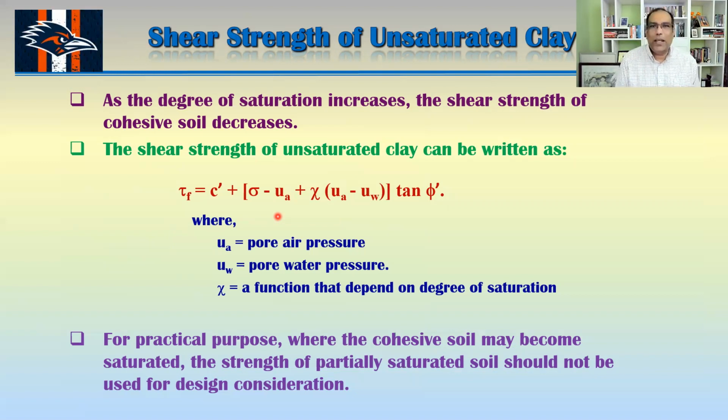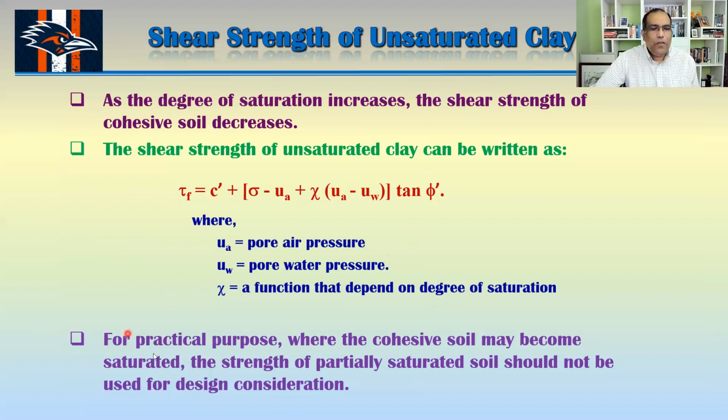Okay, so it increases the shear strength significantly when the water is not there, or when the soil is not completely saturated. So the shear strength of unsaturated clay can be written as tau f equal to c prime plus (sigma minus u_a) plus this function times (u_a minus u_w). u_a is pore air pressure, and u_w is pore water pressure. And this function depends on the degree of saturation.